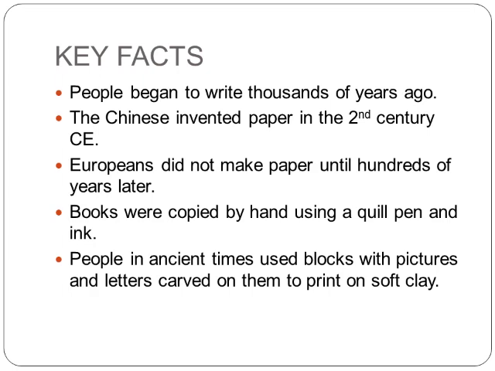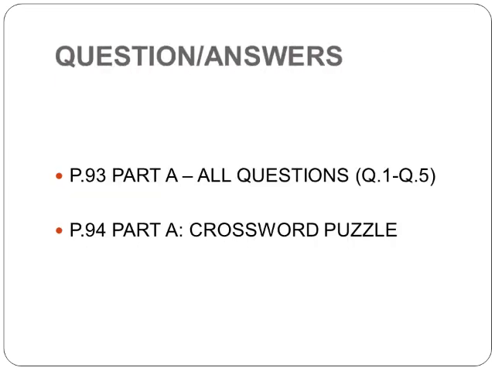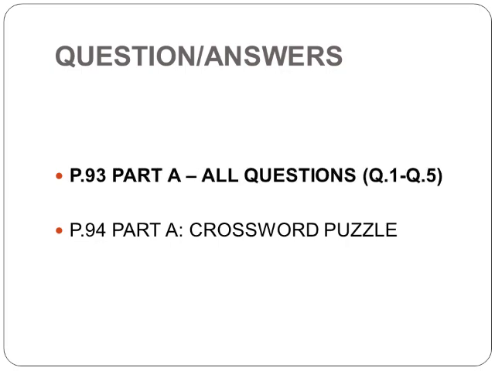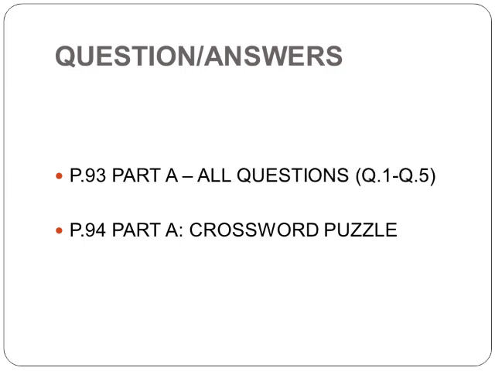Now let us proceed to the question and answers of this chapter. The first question that you have to do is on your book's page number 93, which is part A. You have to write the questions to those answers in your notebook. There are a total of 5 questions and you just have to write the short answers to those.